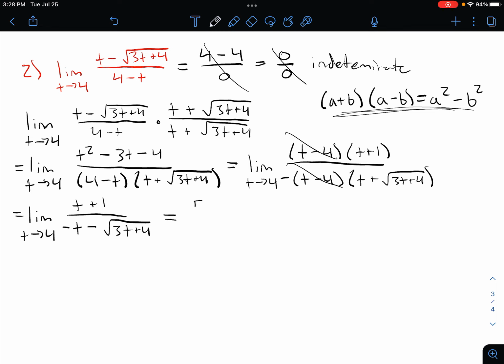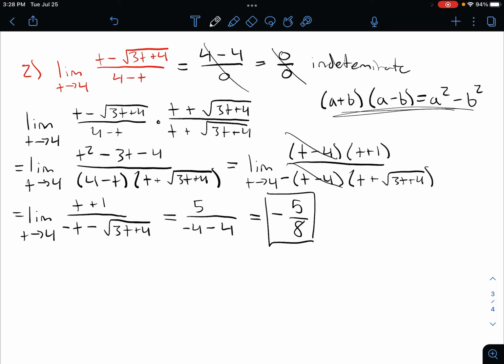So 4 plus 1, that's 5. And then we want negative 4 minus 4 times 3 is 12 plus 4, 16. Again, square root is 4. And that gives us negative 5/8, which is the limit.